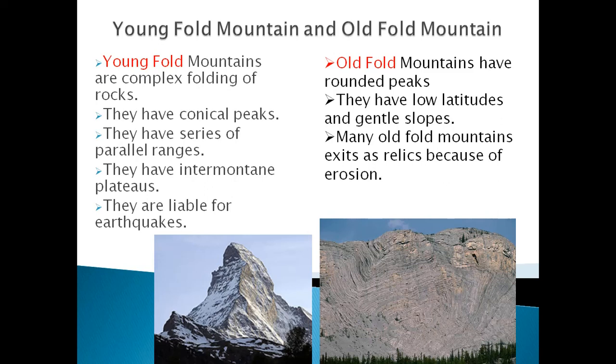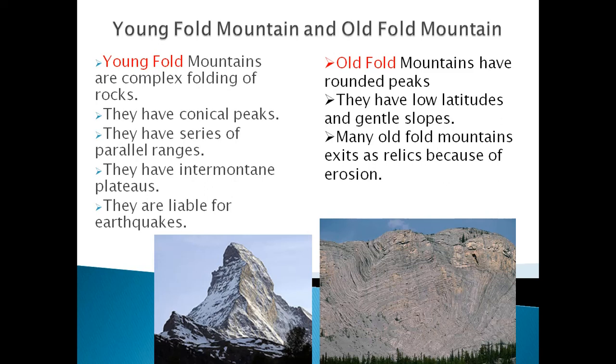Young fold mountains are complex foldings of the rocks. Young fold mountains have a series of parallel ranges. Parallel ranges are a chain of mountains situated side by side, and many series of mountains are usually there in the case of young fold mountains.